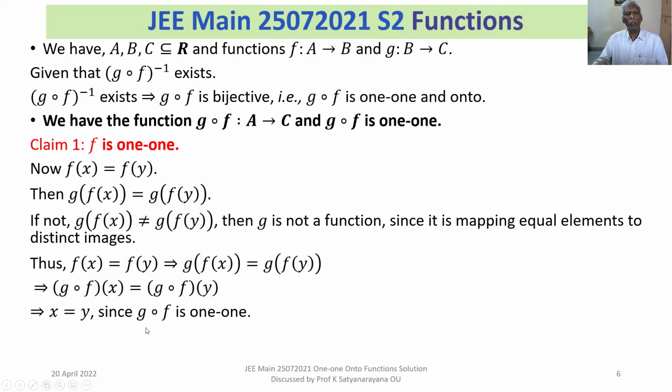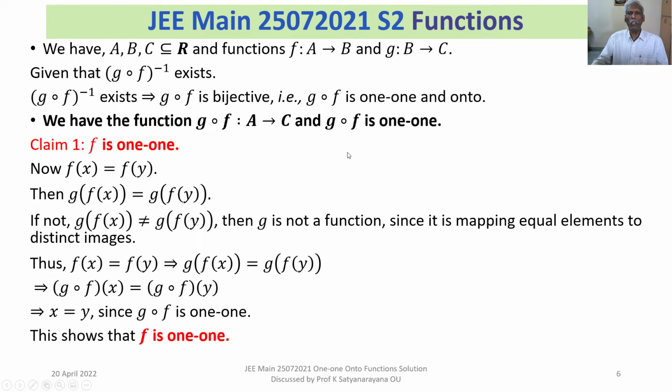So this is so. Why? Because g∘f is one-one. Thus, we have proved f(x) is equal to f(y) implies x is equal to y. So this shows that f is one-one. So when g∘f is a mapping from A to C and g∘f is one-one, then f is one-one.